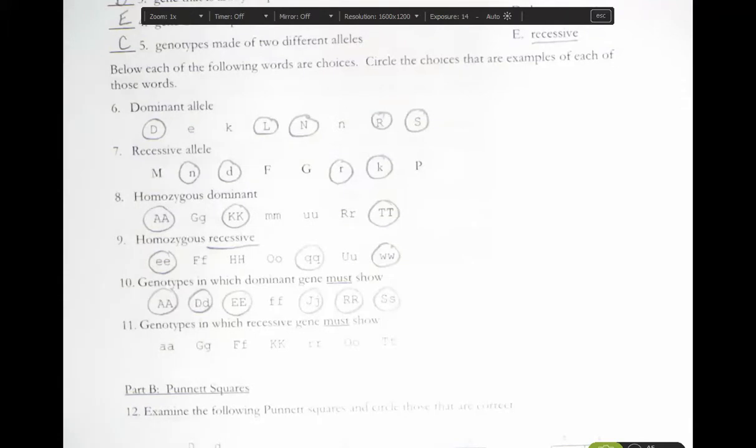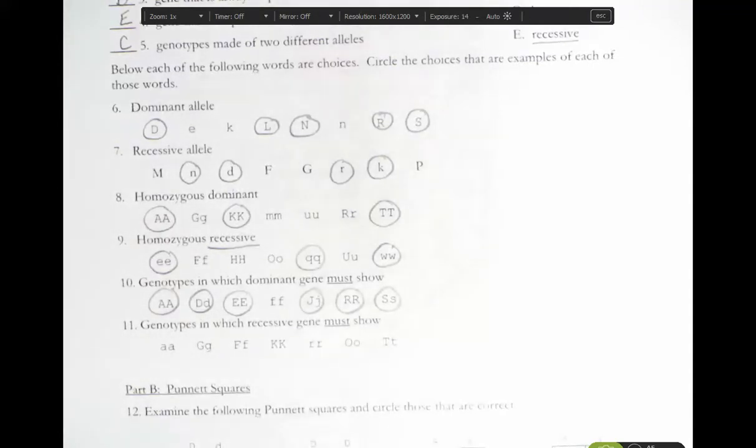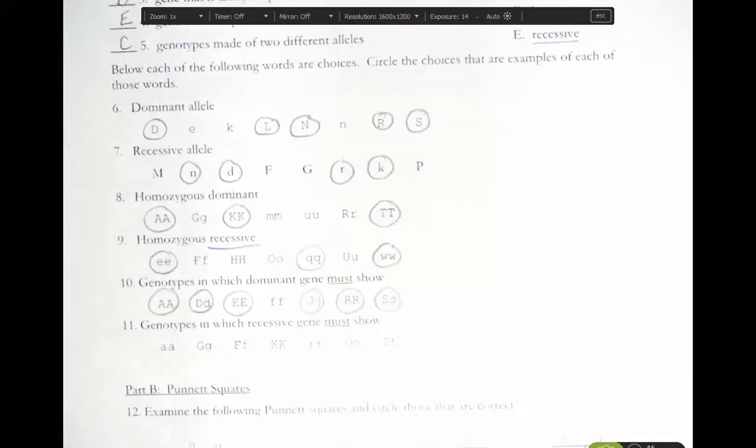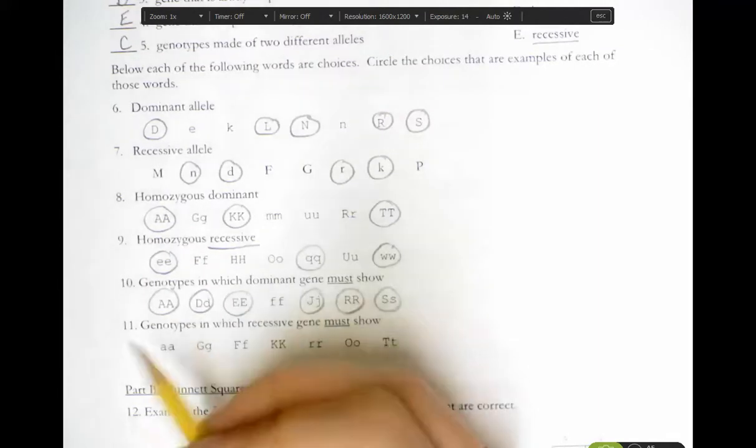Okay? Genotypes in which the recessive gene must show. So we have the recessive allele coding for a phenotype. Will lowercase a, the recessive gene, be expressed in the phenotype? I see a few people shaking their head. Yes, they are correct. Yes.